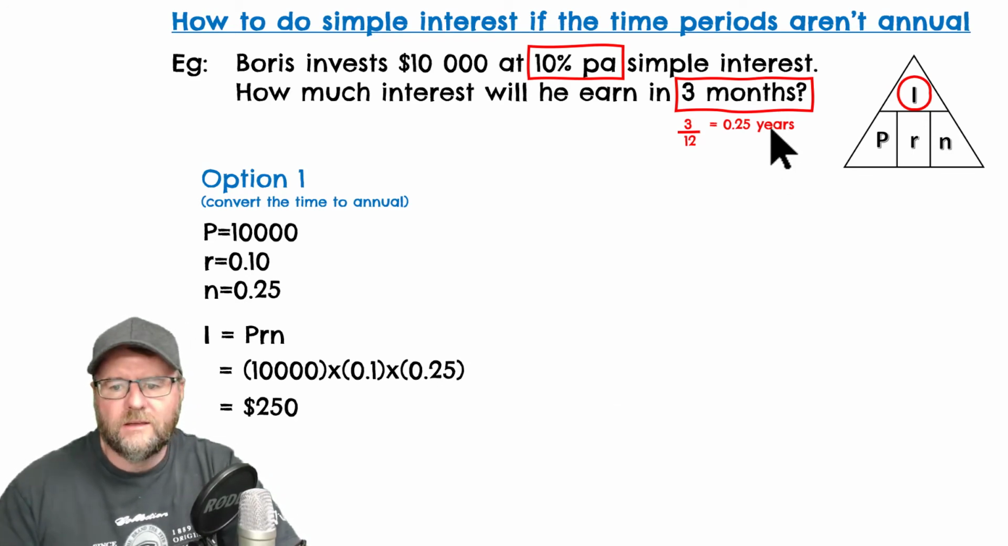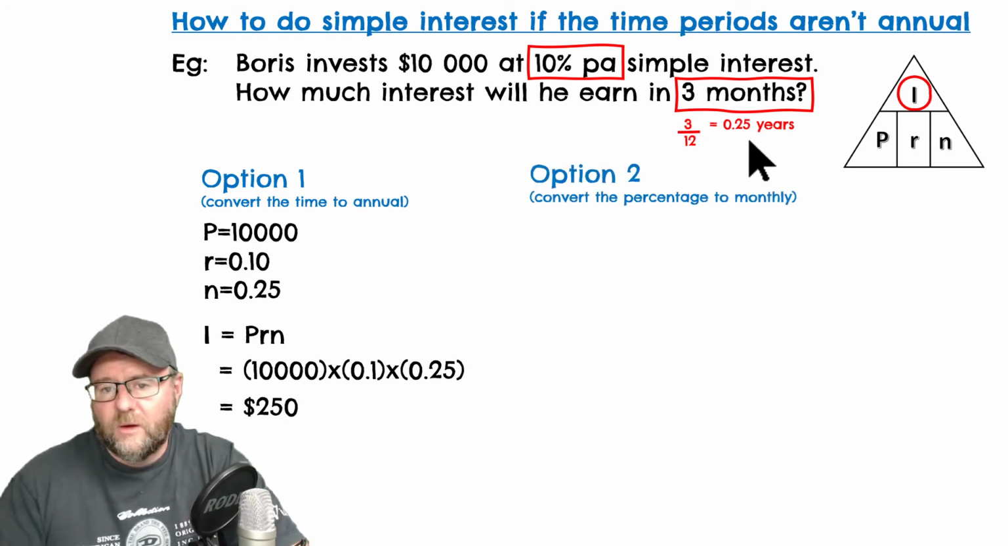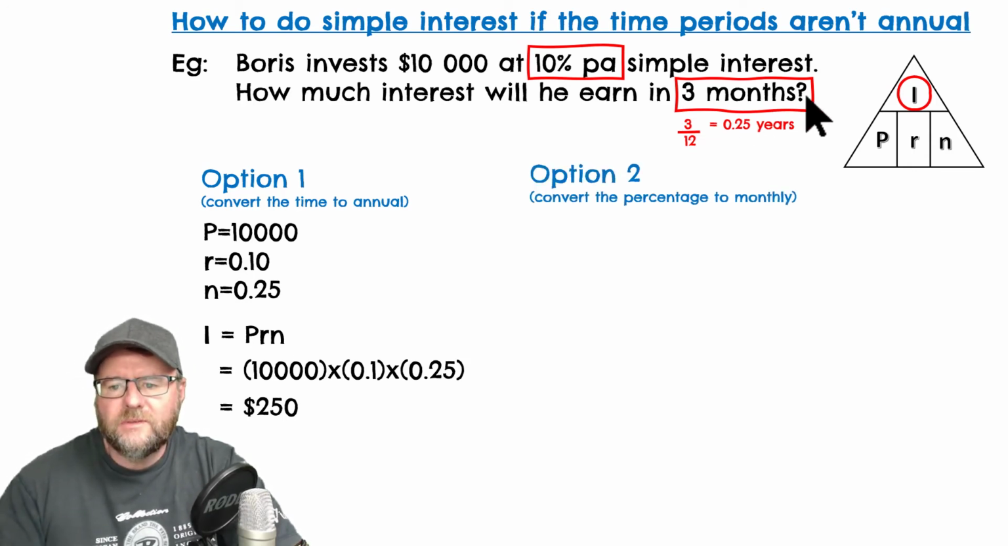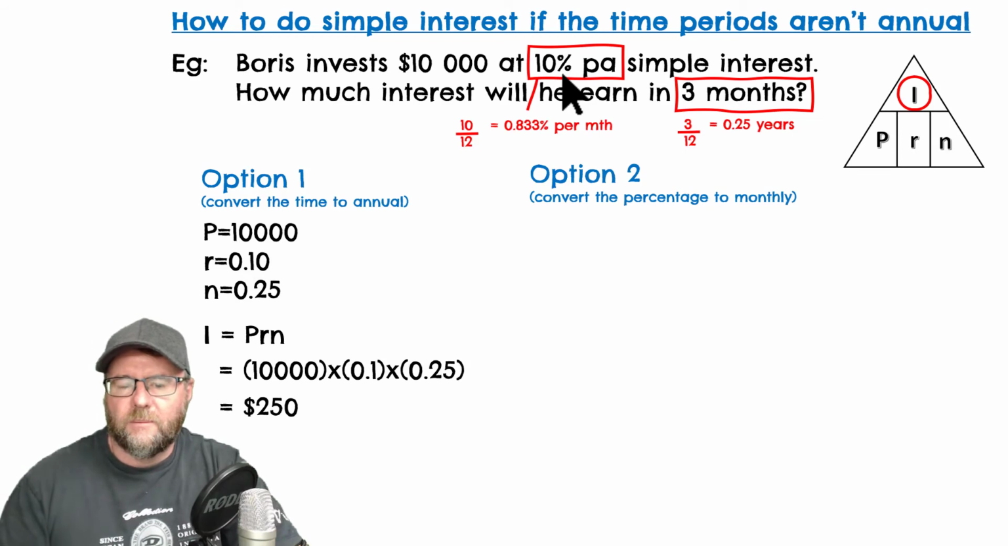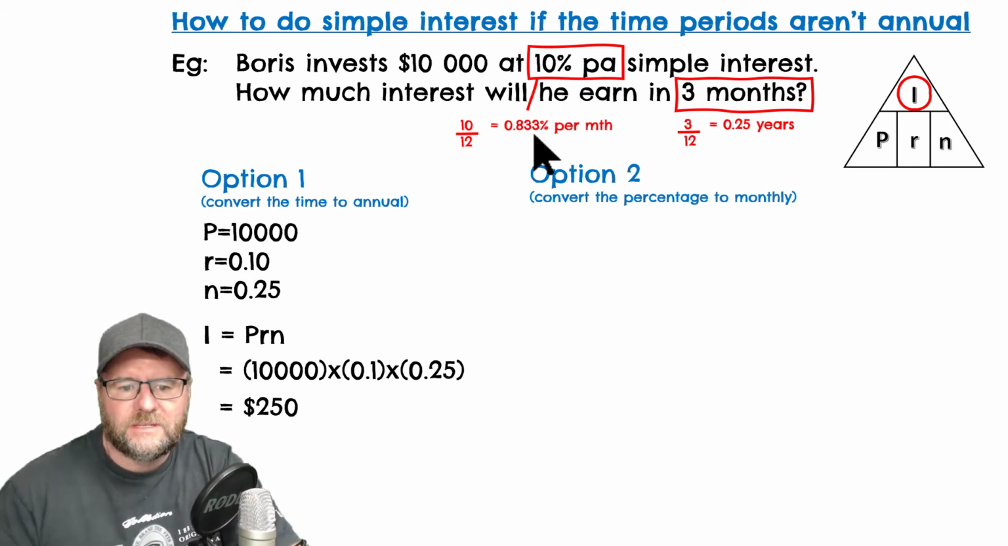So that's option one, convert the months to a yearly amount. Now, you might prefer to go with option two, which keeps the months, but it converts the percentage rate from an annual rate to a monthly rate. Now, if it's 10% per annum, that's 12 months. Well, if I simply divide that by 12, I'll get a figure, a percentage per month. In this case, it's 0.833% per month.